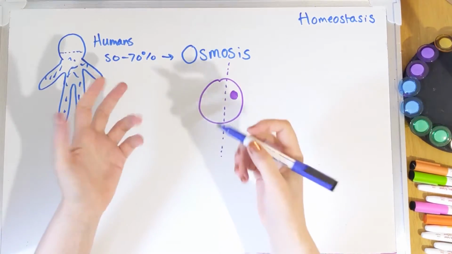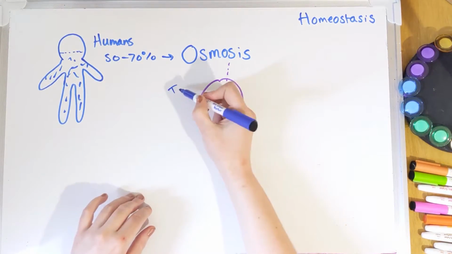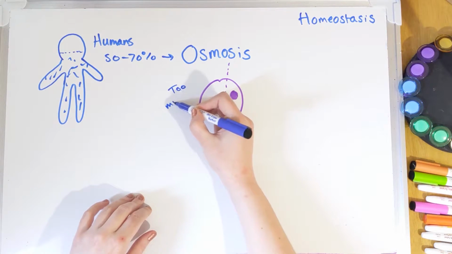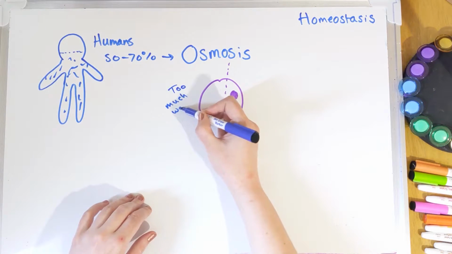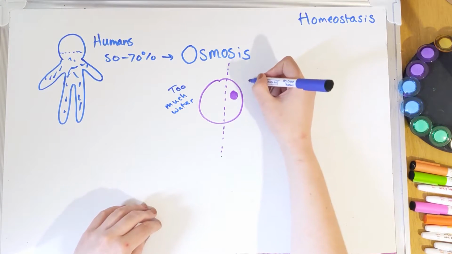If we imagine a scenario where you can't control the amount of water that you're taking in or losing from your body, that's going to throw off osmosis in your body. So two scenarios: having too much water in our blood or in our cellular fluids, and the other scenario is not enough water.